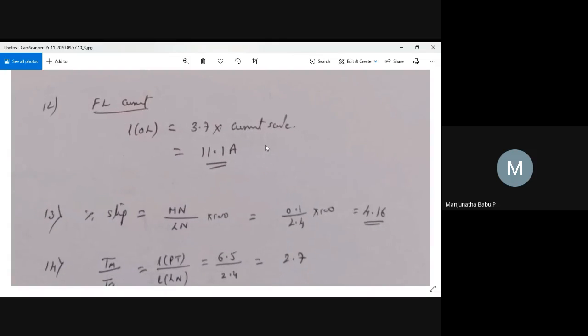Next, from the graph, percentage slip will be equal to Mn divided by Ln. So Mn is 0.1 divided by 2.4. So the percentage slip will be 4.16 percent.